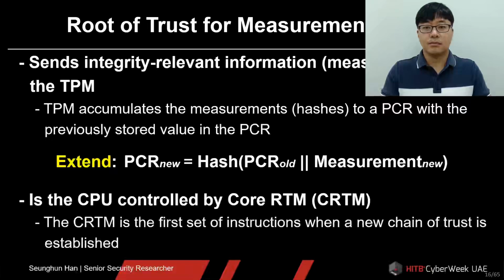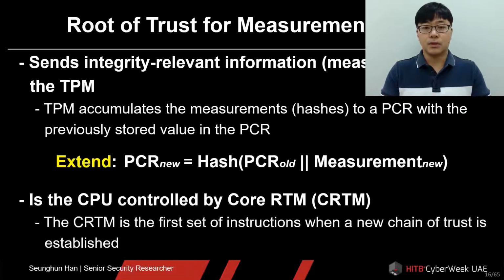As you see in the extend process in the middle of the page, the TPM accumulates the measurement to a PCR with the previously stored value in the PCRs. Because of this process, a small bit change to a PCR value will affect all the following extended values.